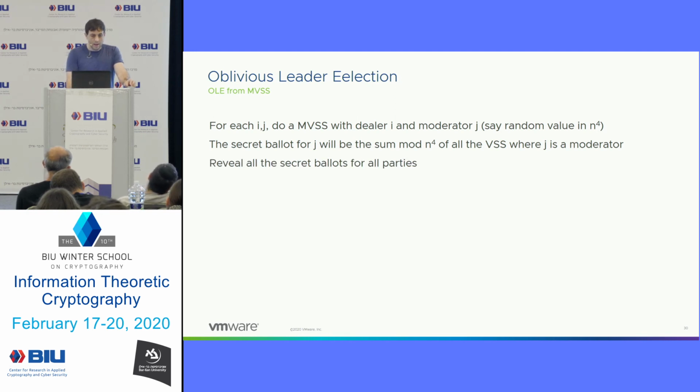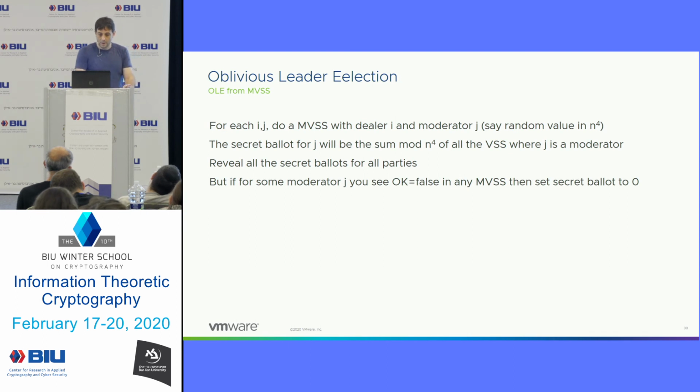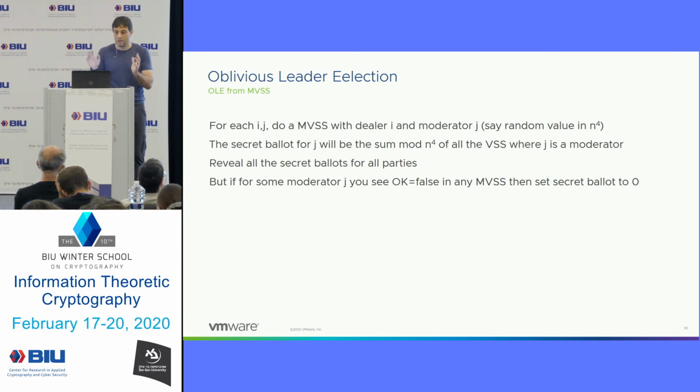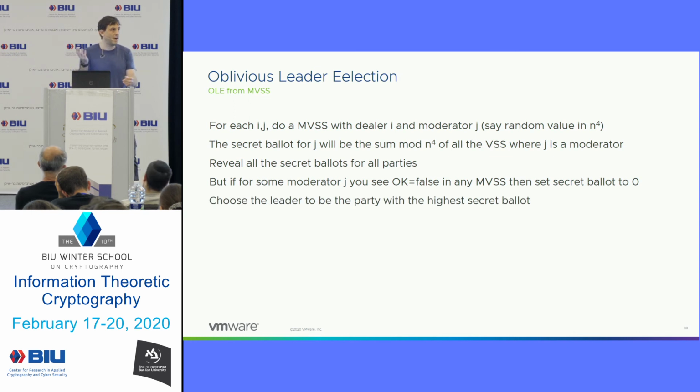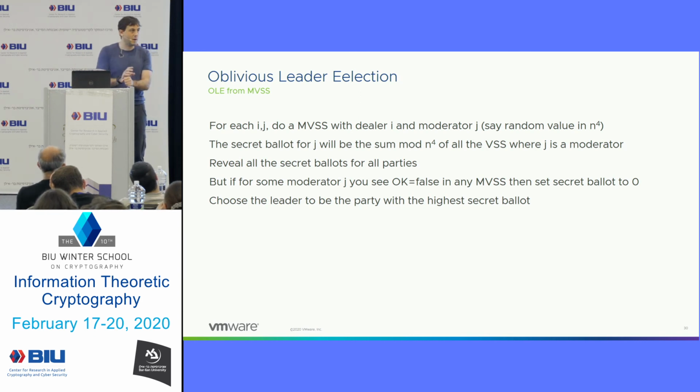And the trick here is that we will look at these OK messages, and if there is any of the moderated VSSs that result in a problem, then I will basically give this moderator J a 0 score. So my goal is eventually to choose the party with the highest ballot. So basically, if I detect malicious behavior, if I detect that the OK is false, then I will give this party the lowest score, and so this party will not be elected.